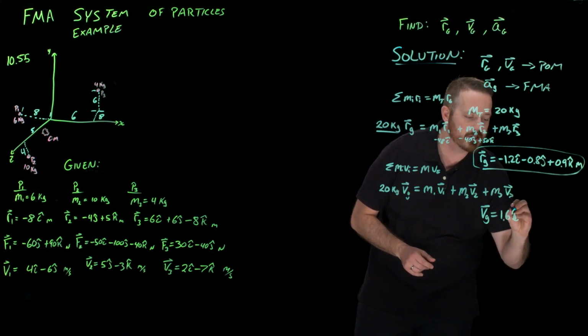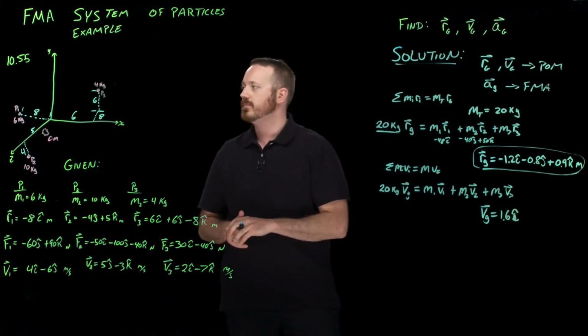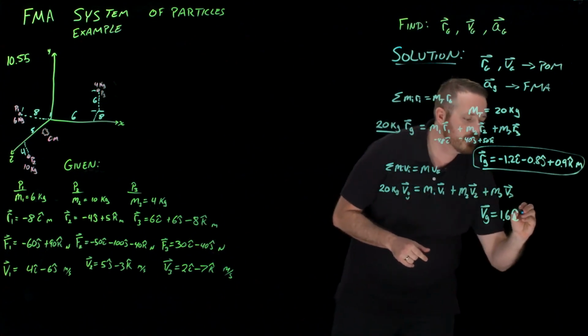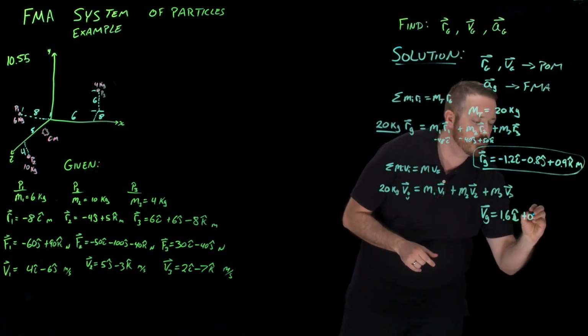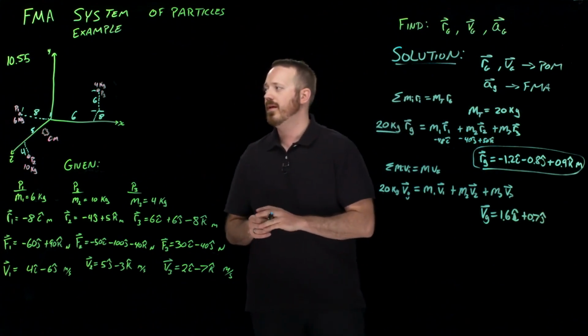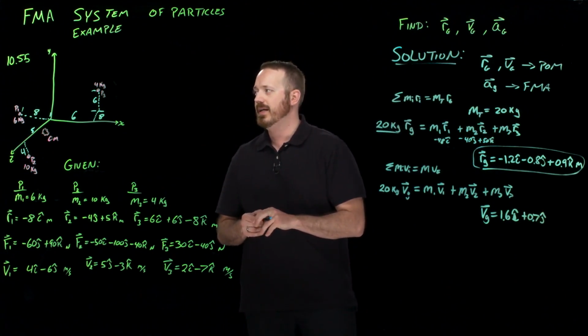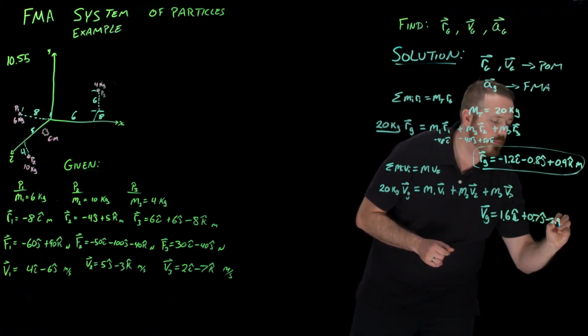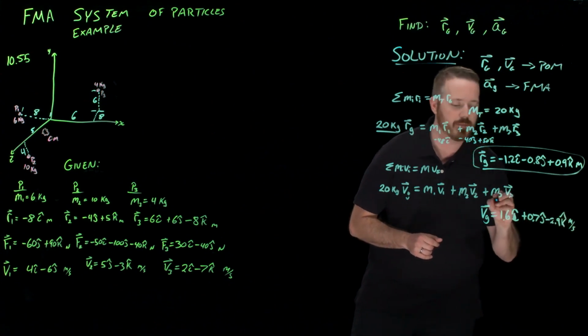Following these number systems, you should find the velocity of that center of mass is 1.6 in the i direction, 0.7 in the j, and minus 2.9 in the k. And that should be meters per second.